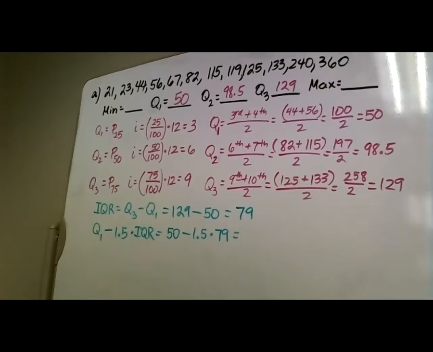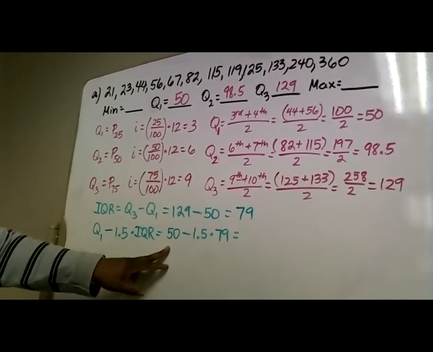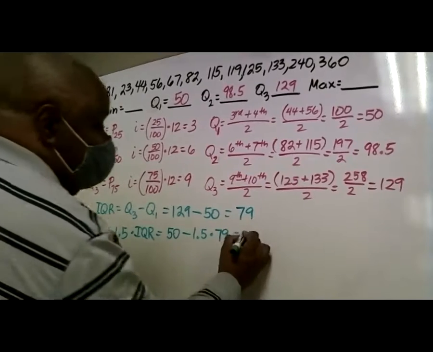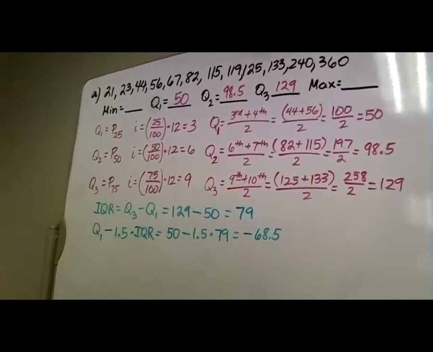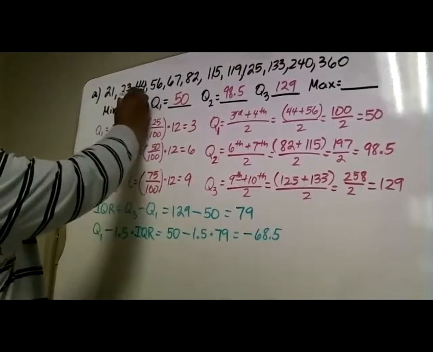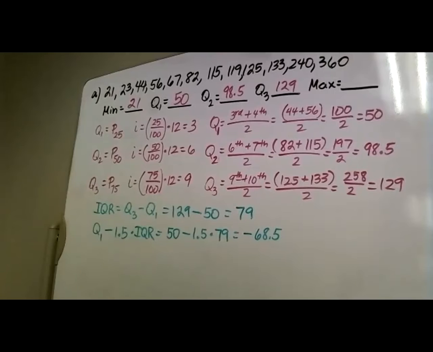Anyone? Yeah, that's what it is. That's okay, because you might get a negative. In the last example we did, it was negative. In this case, there are no negative numbers in this data set. So what would be the minimum in this case? Has to be 21. Okay, so we're okay with that.